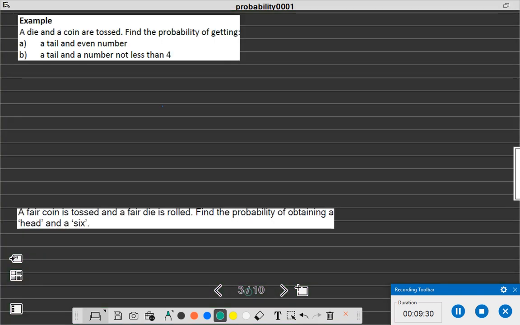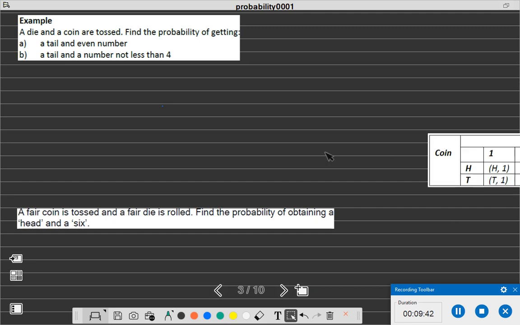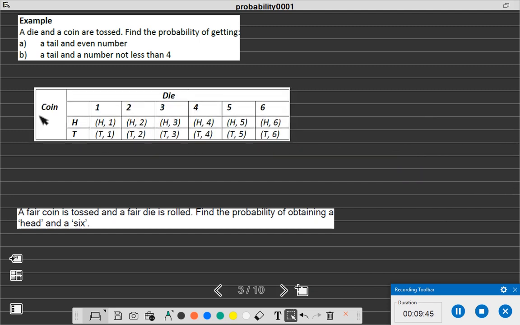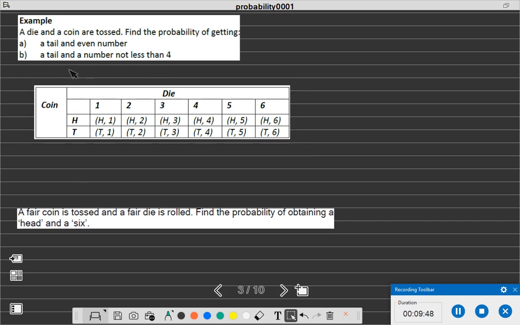Now here, we have a die and a coin tossed. Find the probability of getting a tail and an even number. How do we draw a sample space, the table for that sample space? Let us have this table here. Now here we have a die and a coin. This time one side is a coin. A coin has a head and a tail, but the die has 1, 2, 3, 4, 5, 6. So here we have the head and 1, head and 2, head and 3, head and 4, head and 5, head and 6. Here we have tail and 1, tail and 2, tail and 3, tail and 4. So that is the sample space you can draw if you have a die and a coin.